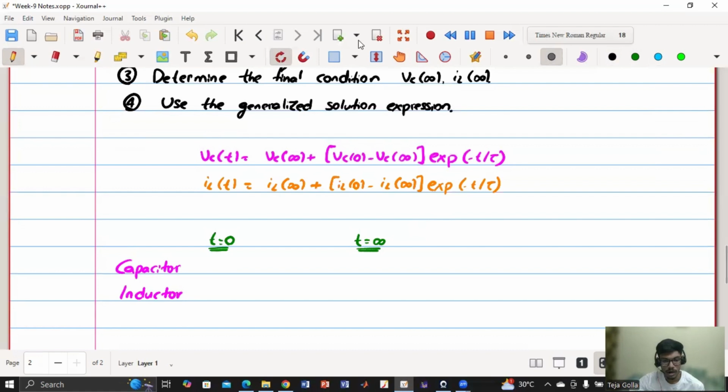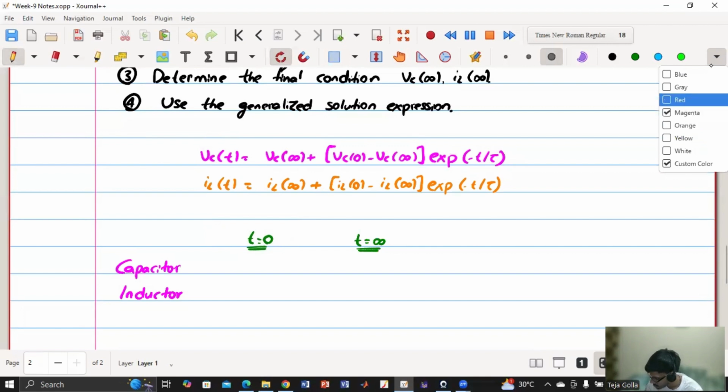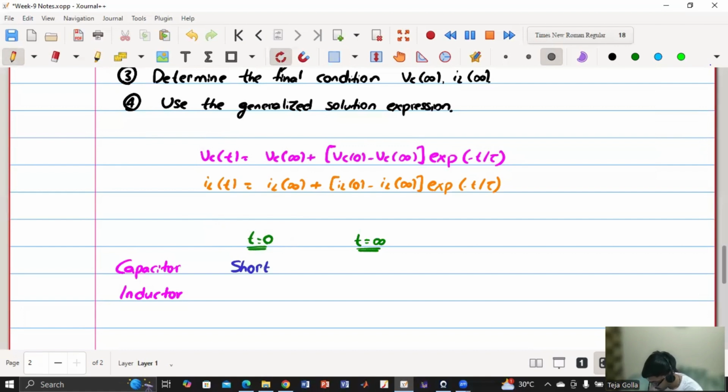So basically, we are finding the initial condition and final condition, right? So we should also know how the capacitor is behaving at t equals to 0, and how the inductor is behaving at t equals to 0. At t equals to 0, the capacitor behaves like a short circuit. At t equals to infinity, it will be fully charged, so it will be an open circuit. And at t equals to 0, the inductor will be like an open circuit. And at t equals to infinity, it will get shorted, so it works like a short circuit. Right. So these are what we can use to find the initial and final conditions.